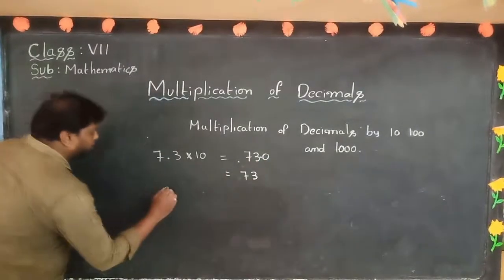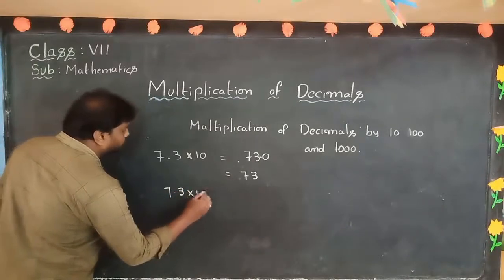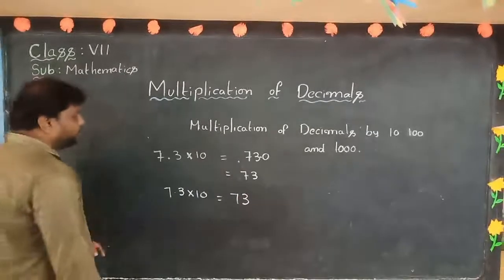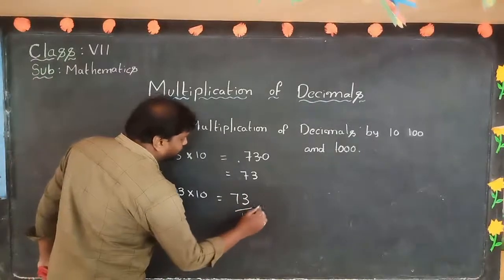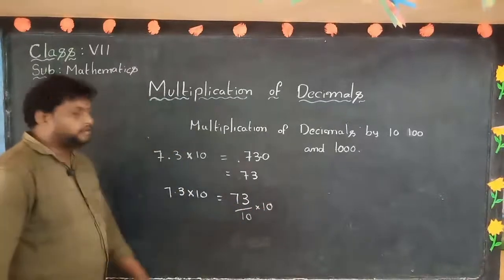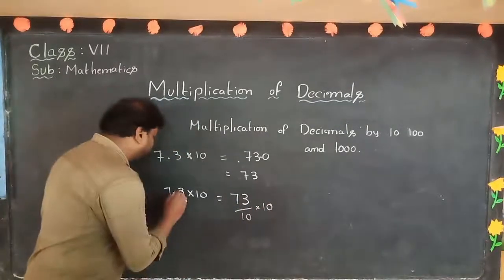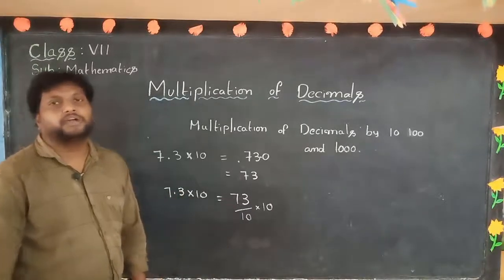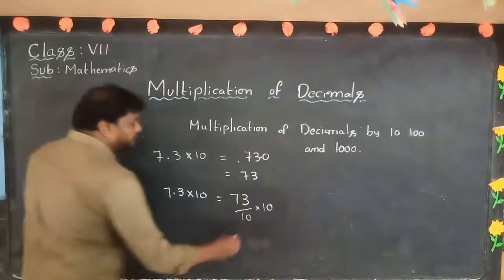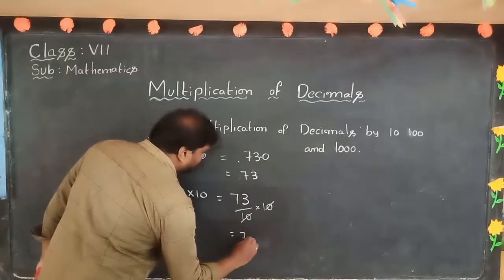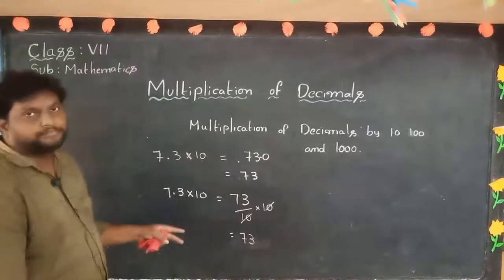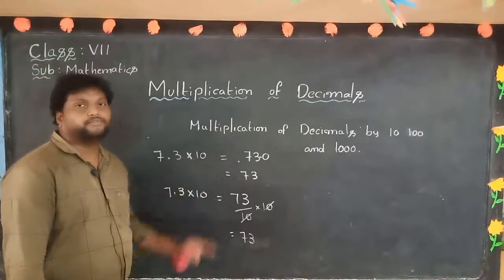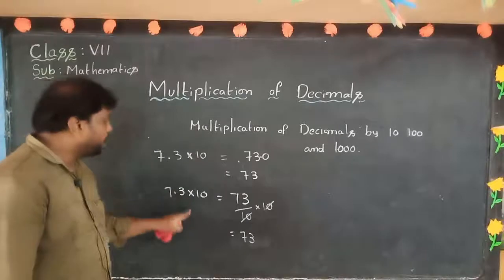Well, for this same problem we can apply the fraction method. First I will remove the decimal part: 7.3 becomes 73, and 10 will come in the denominator. Why? Because in 7.3 we have one digit in the decimal part, so the denominator is 10. Now 10 cancels, and finally we get 73. Both methods are very simple, and you can follow either the general method or this one.